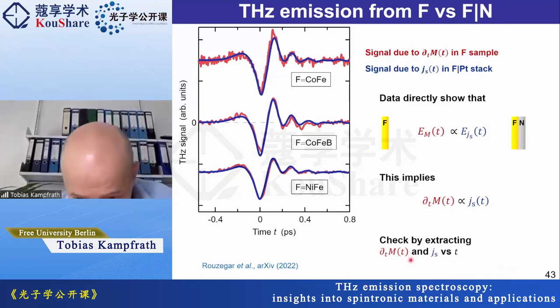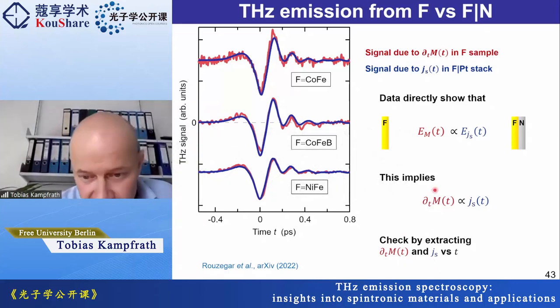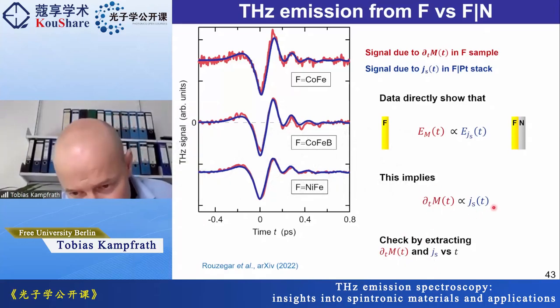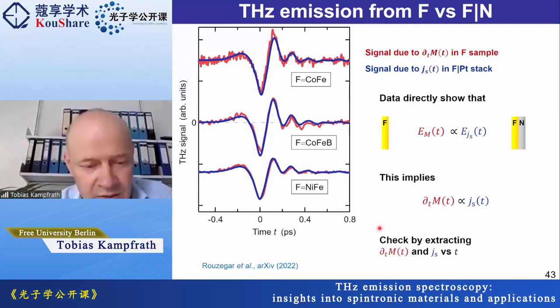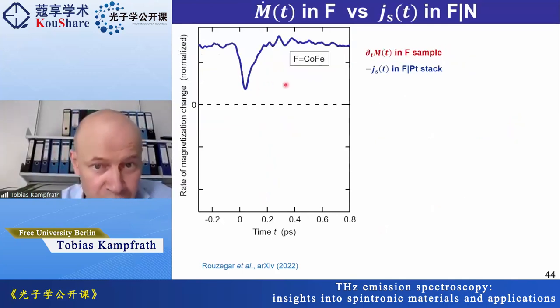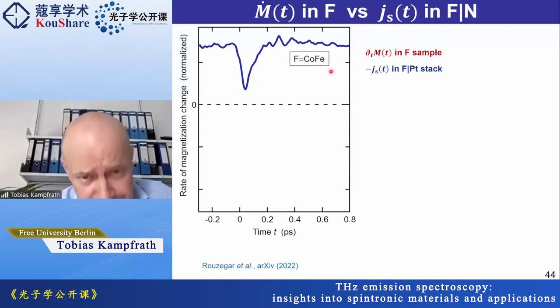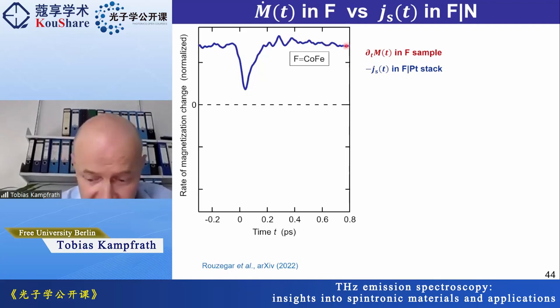And you can also check this explicitly by extracting the rate of change of the magnetization and the dynamics of the spin current from these terahertz emission signals, as I showed you earlier in this tutorial. And the result is shown here. So what you see here is now the spin current in the sample with the ferromagnet cobalt iron and platinum on top. And you see at negative time delays, there's no spin current. But now at time zero, the pump pulse arrives and you get a spin current, which very quickly rises to its maximum. Then it decays, then it becomes even negative, and finally it approaches zero again.